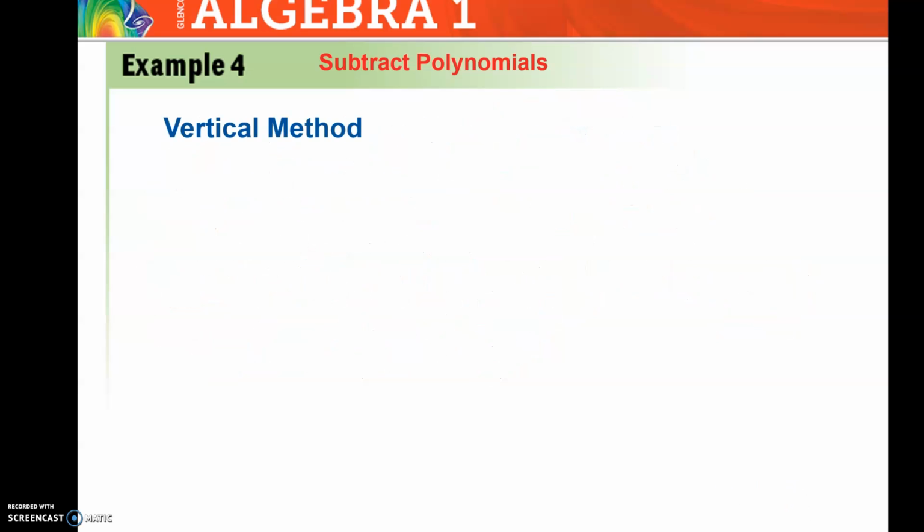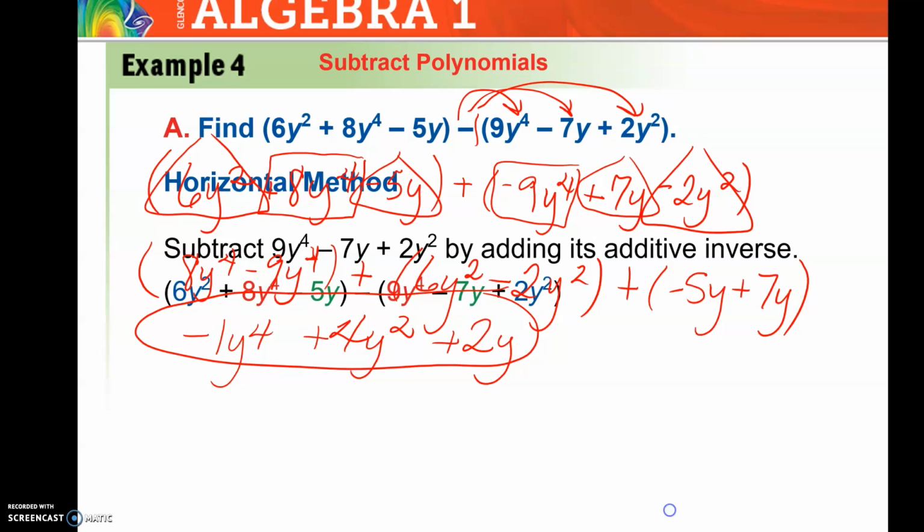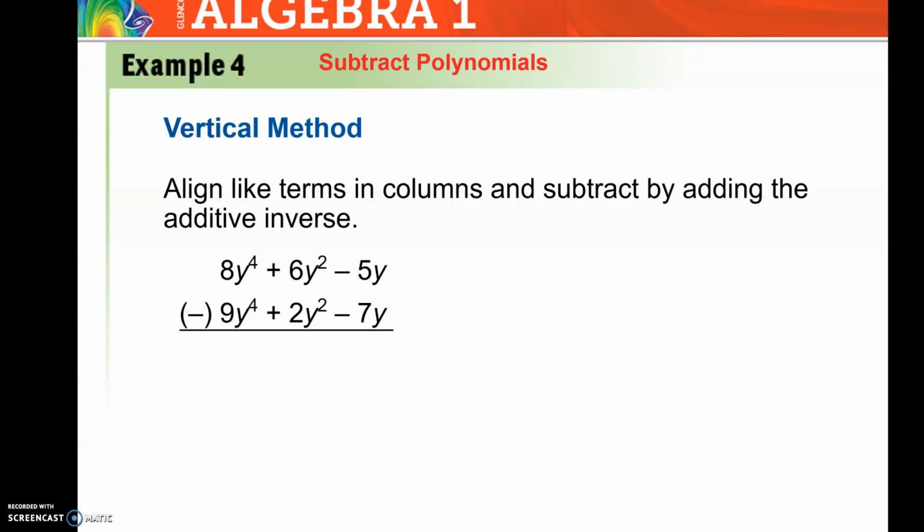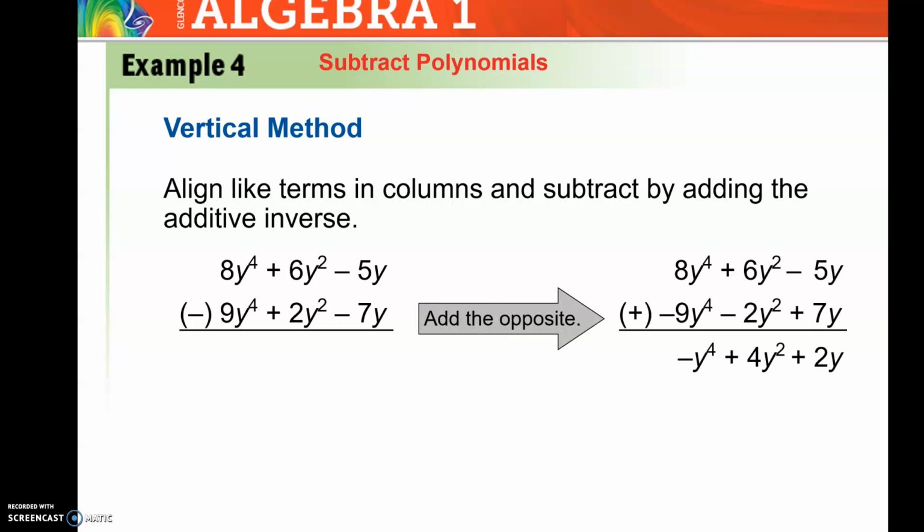Vertical method, again, same thing as before with the horizontal method. We still want to change all of those, add the opposite, so it's still addition. So we change it to addition by changing all of these signs. So add the opposite, and then you get that same thing there. But we want to make sure we do that step before we add it, but otherwise it's the same as addition.